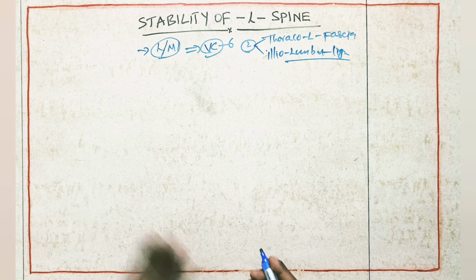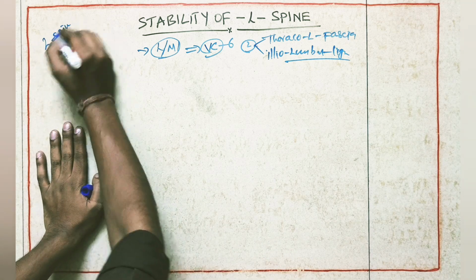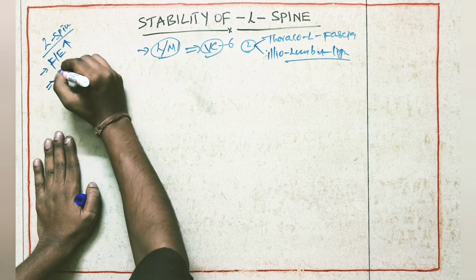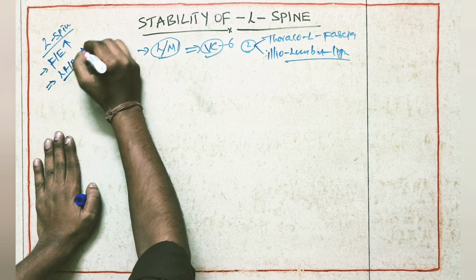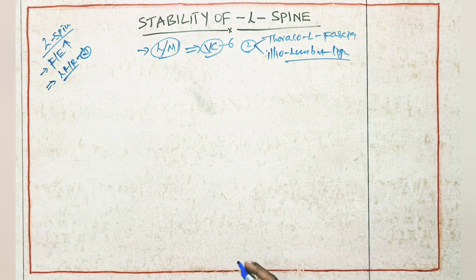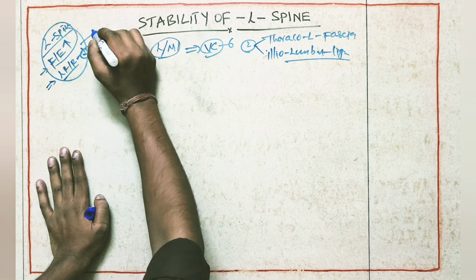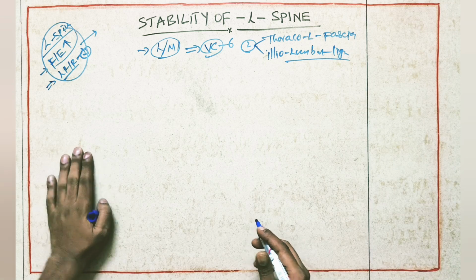So what does this stability mean? What are the movements of the lumbar spine? Mostly flexion and extension will be more in the lumbar spine, and lateral flexion and rotation will be very minimal. So these are the movements we have in the lumbar spine. Stability means when the spine goes through movements, again it should come back to normal position. That is nothing but the stability.